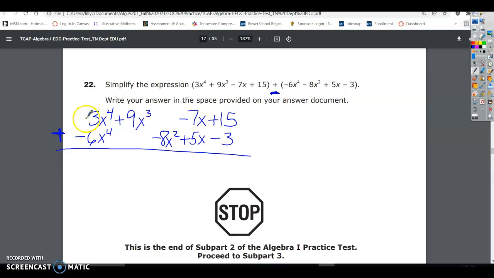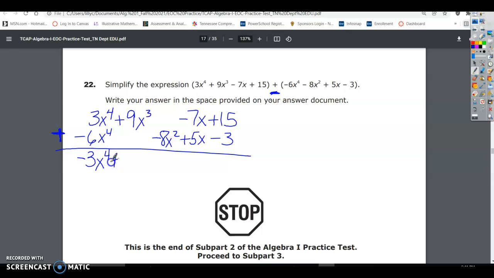So we've got 3 minus 6. So when I add these together, I get negative 3x to the fourth. Remember, this just comes along when I'm adding or subtracting. My variable and exponent do not change. When I multiply, it does, but we are adding these together, so we just are combining like terms.